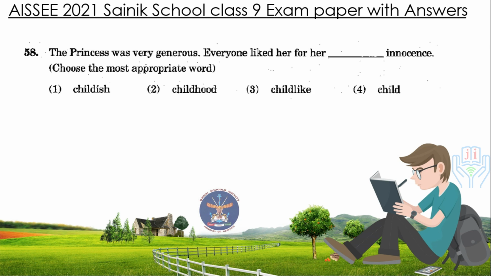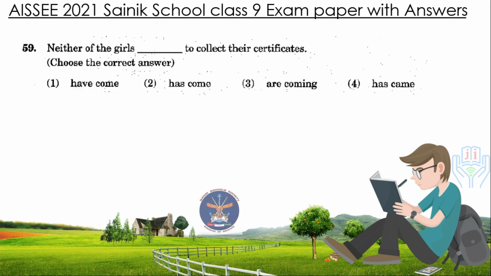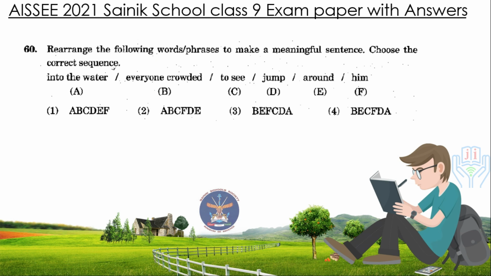The princess was very generous. Everyone liked her for her dash innocence. Answer: childlike. Neither of the girls dash to collect their certificates. Neither of the girls has come to collect their certificates.